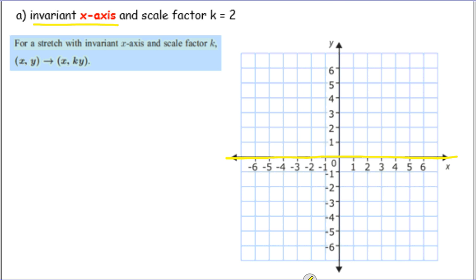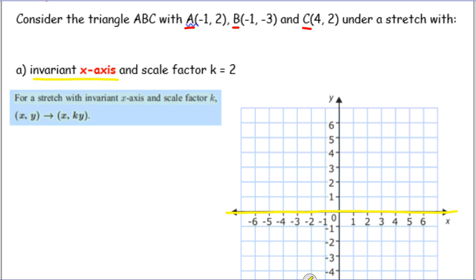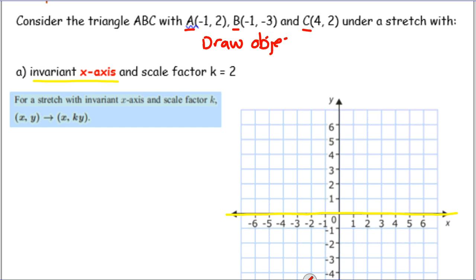The scale factor is 2, but we've got to draw the original object first. A is -1, 2, B is -1, -3, and C is 4, 2. So let's do that one. C, A, please use a ruler. B, please use a ruler. So now I'm going to do the image in purple.